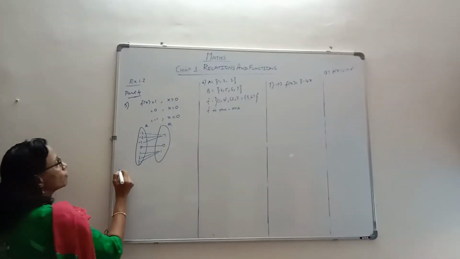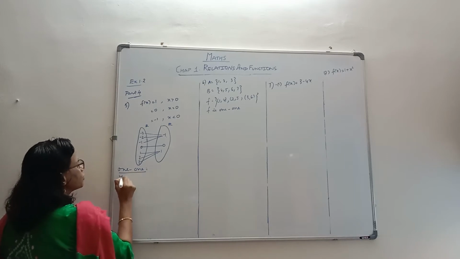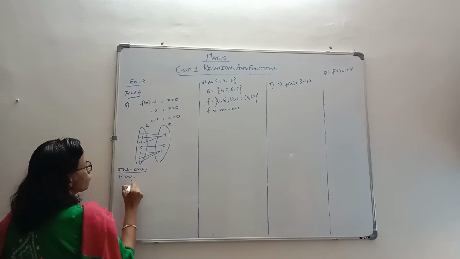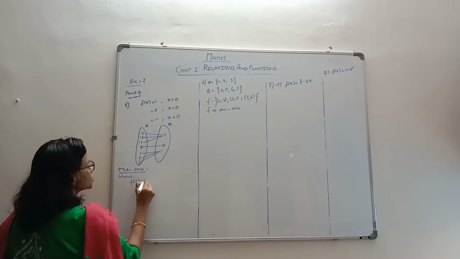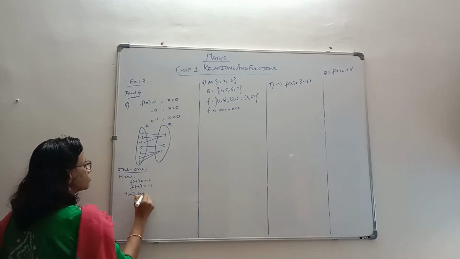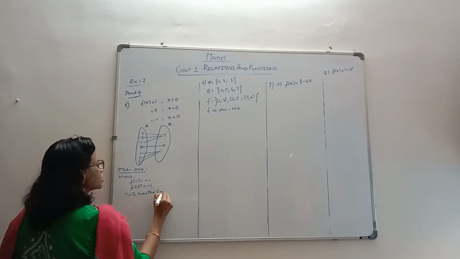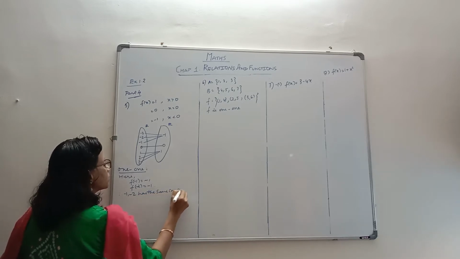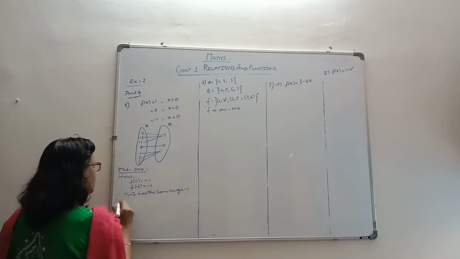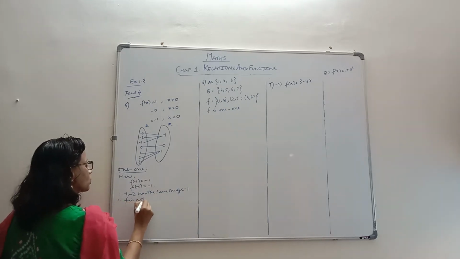So let's look at 1 to 1. For 1 to 1 we can have it directly from here. F of minus 1 is minus 1. You can take many examples. F of minus 2 is also minus 1. Therefore minus 1 and minus 2 have the same image, therefore f is not 1 to 1.